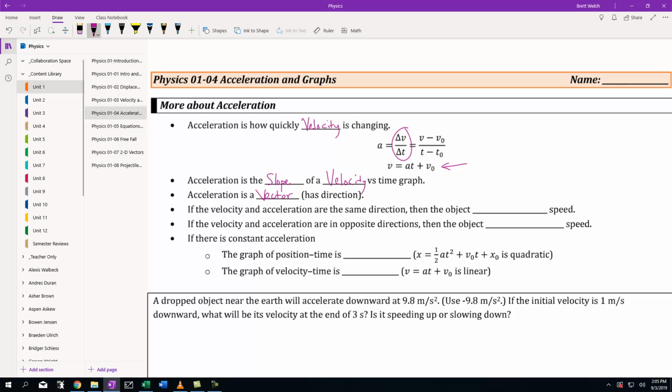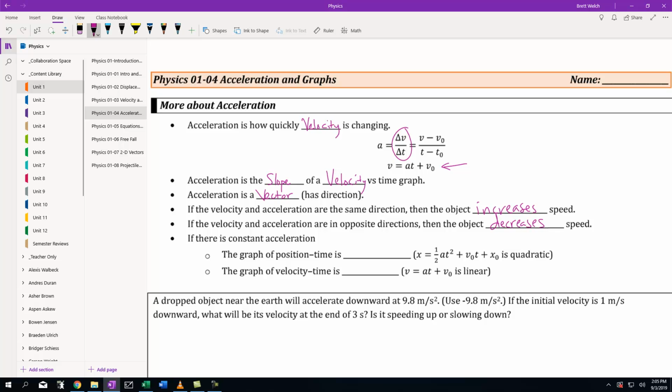So if the velocity and acceleration are in the same direction, then you're going to see the object increase speed. Whereas if the acceleration is the opposite direction of the velocity, then the object will have a decrease. The object decreases speed.